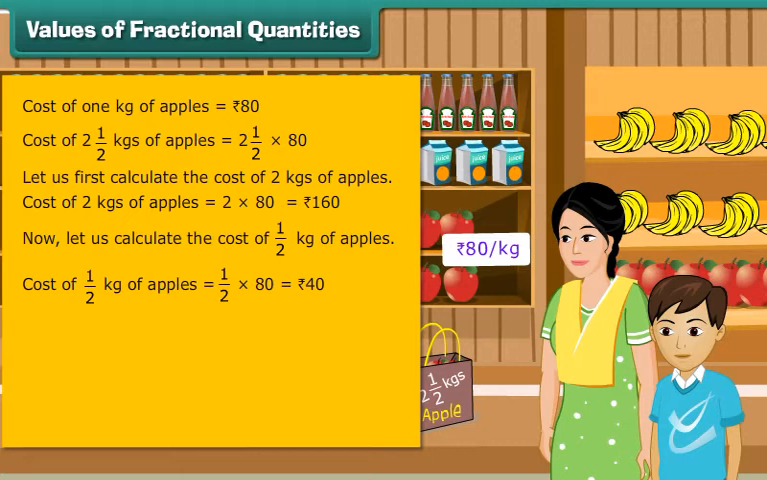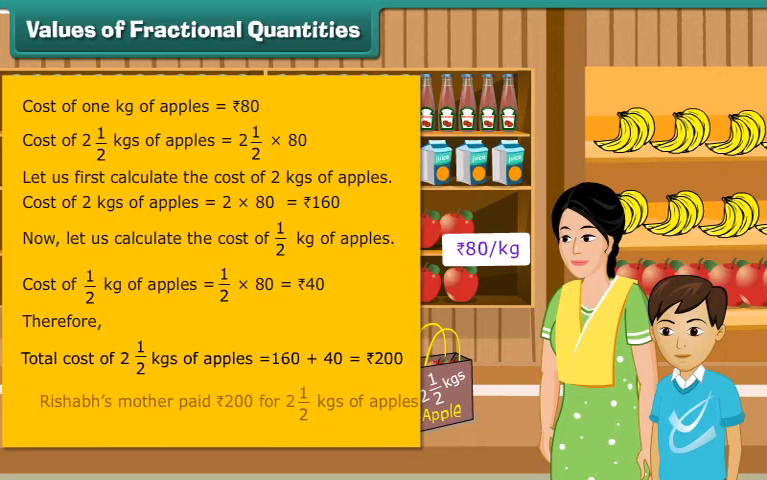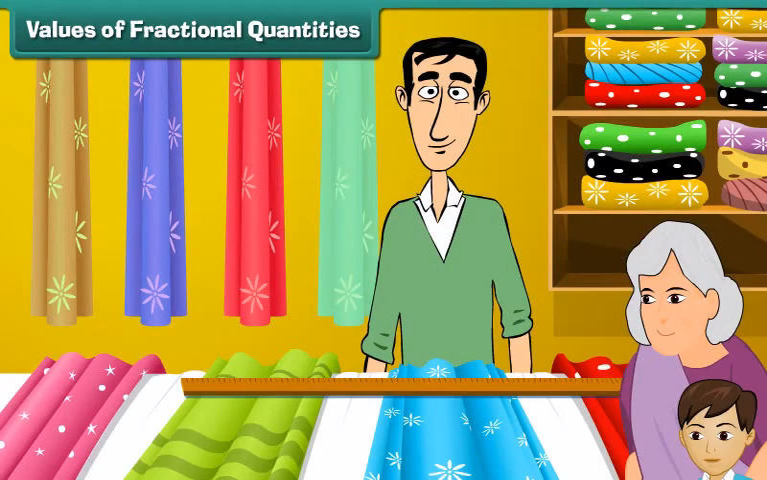40. Therefore, total cost of 2.5 kgs of apples is equal to 160 plus 40, which is equal to rupees 200. Rishabh's mother paid rupees 200 for 2.5 kgs of apples. Now look at another example.